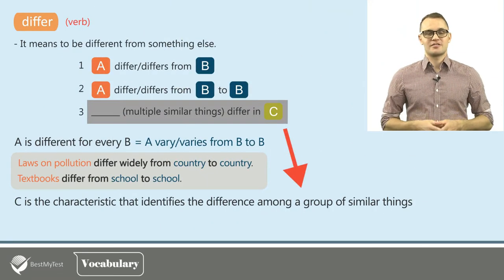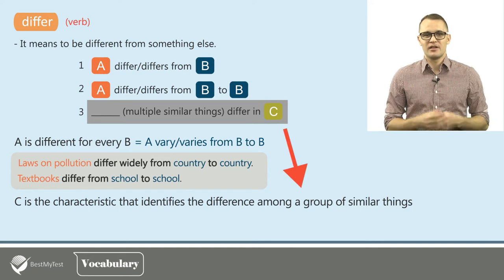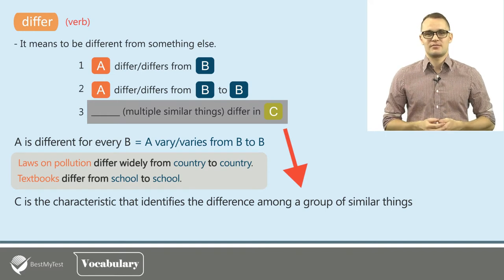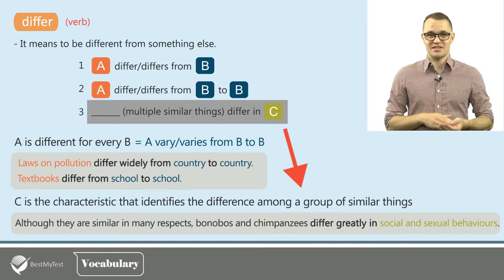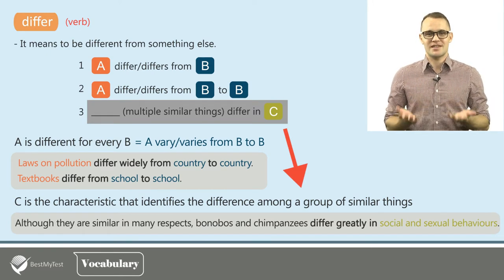We use the third pattern to say that multiple similar things differ in C. This pattern means C is a characteristic that identifies the difference among a group of similar things. Here's an example sentence. Although they are similar in many respects, bonobos and chimpanzees differ greatly in social and sexual behaviors.